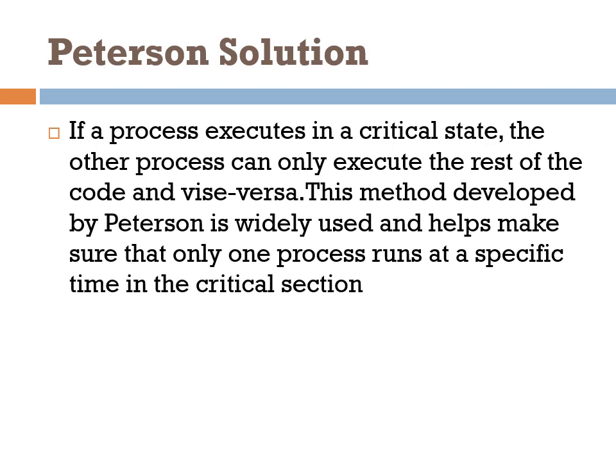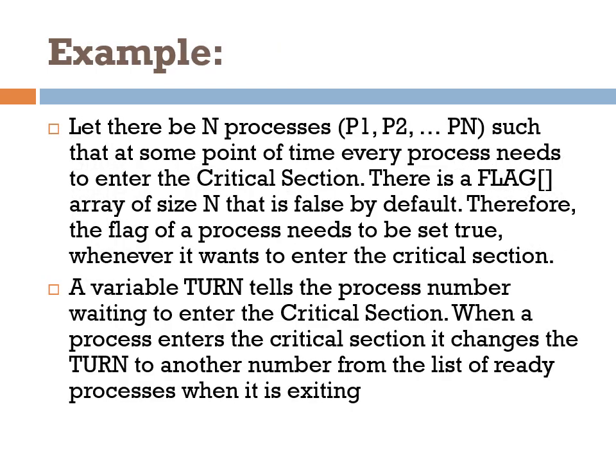So we can see from the starting till now that the main objective is to ensure one process at one time and no other process enters at that time. Now let us understand this with the help of an example. Let there be n processes P1, P2 up to Pn such that at some point of time every process needs to enter the critical section.